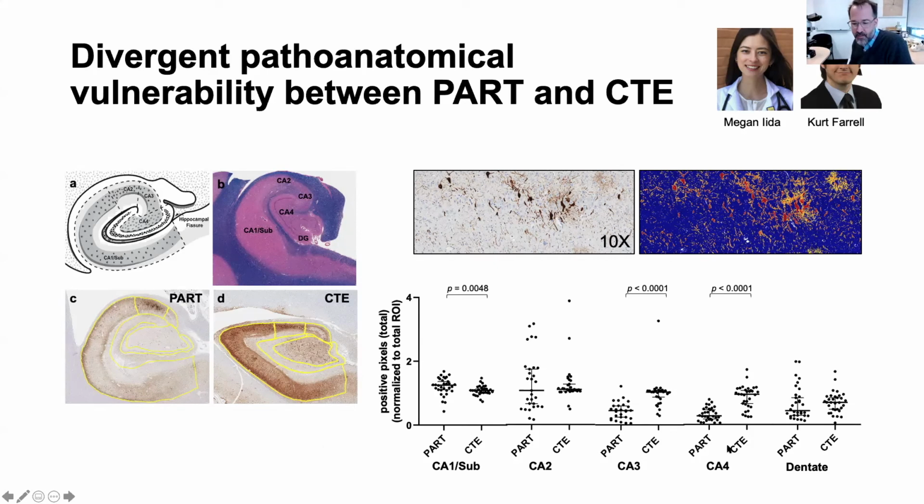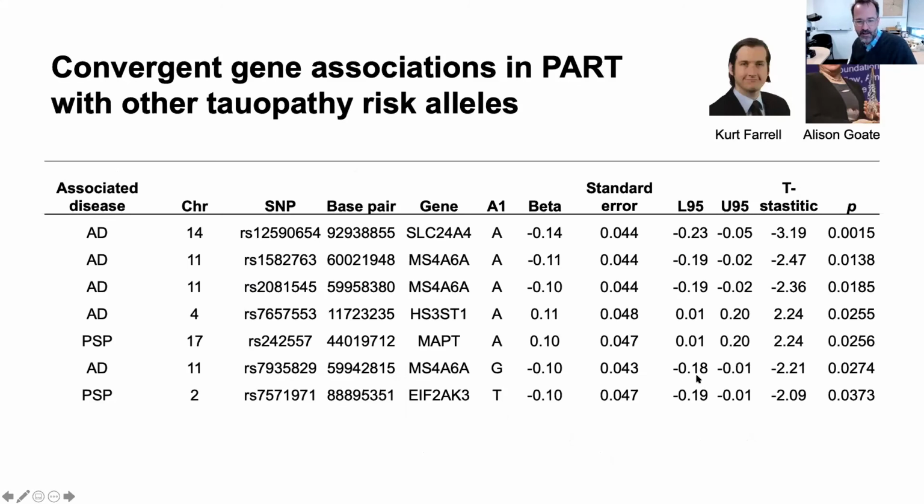And what she found was that in CTE, there was a marked increase in the relative proportion of tangles in the CA4 region versus PART, which was generally protected. She also saw increases in other regions, but not in CA2. And we had said that CA2 seemed to be affected early in PART. It also is a region affected in CTE. And so this is potentially a way that we're going to be able to use this knowledge to differentiate them.